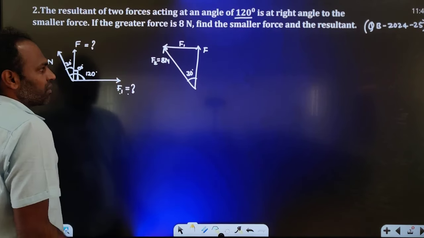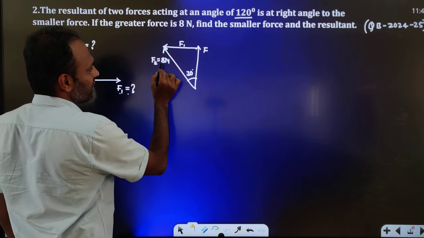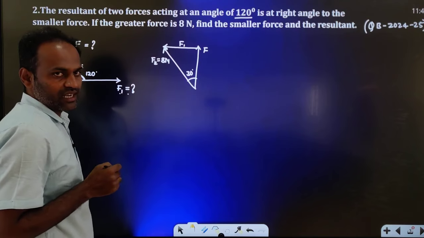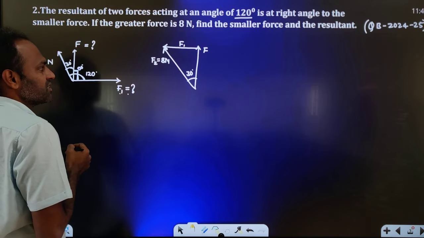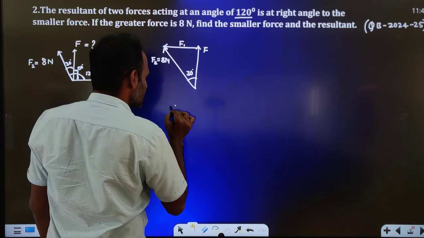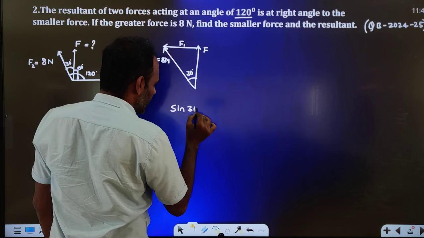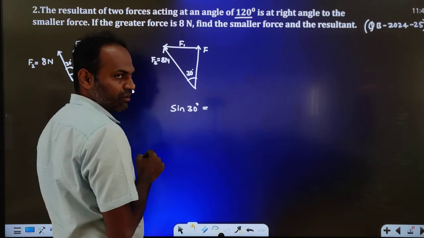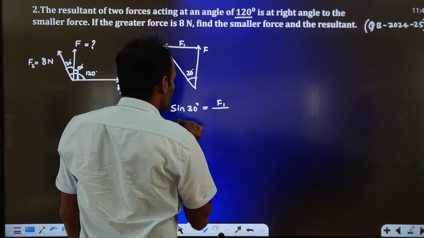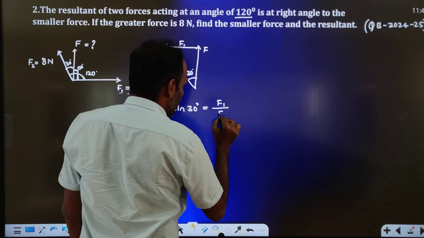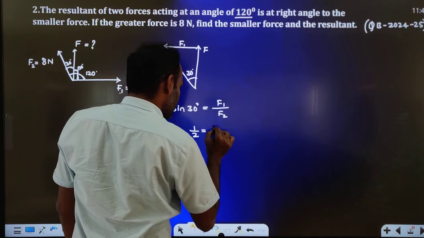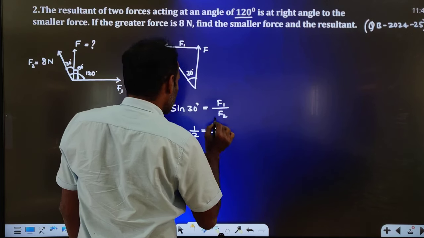What all do we know? We know the hypotenuse of the triangle and we know the angle. We want the opposite side as well as the adjacent side of that triangle. I will apply sin for this angle of 30 degrees. Sin theta means which side by which side? Opposite by hypotenuse. Opposite is F1, hypotenuse is F2. So sin 30 degrees is 1 by 2. We want to calculate F1.